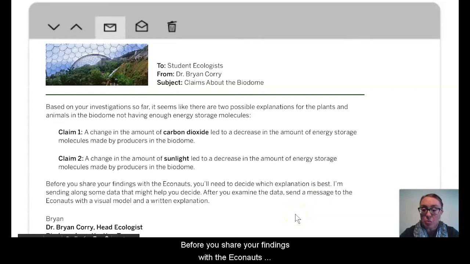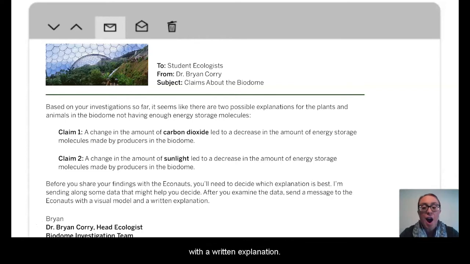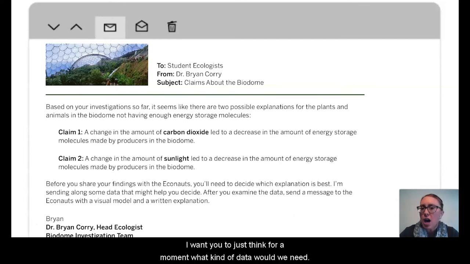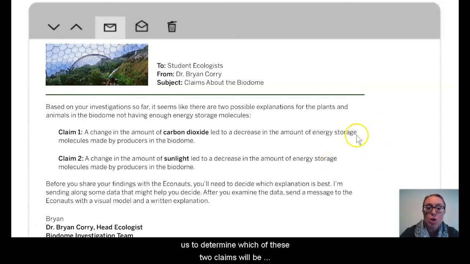Before you share your findings with the Econauts, you'll need to decide which explanation is best. I'm sending along some data that may help you decide. After you examine the data, send a message to the Econauts with a visual model that we made last time, along with a written explanation." Before I open up the data that Dr. Brian Corey is sending us as student ecologists, I want you to just think for a moment, what kind of data would we need? And what kind of patterns in that data would be helpful to us to determine which of these two claims will be accurate in what happened in our biodome experiment?